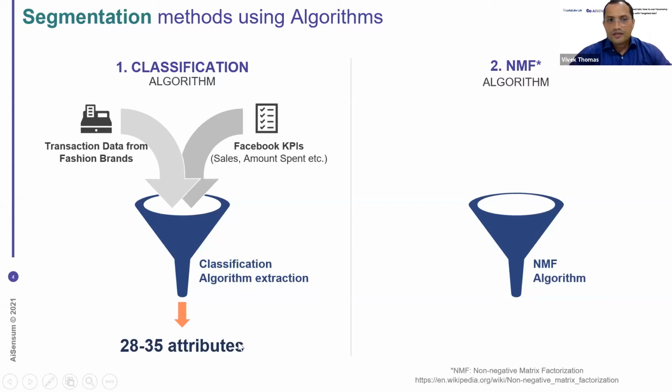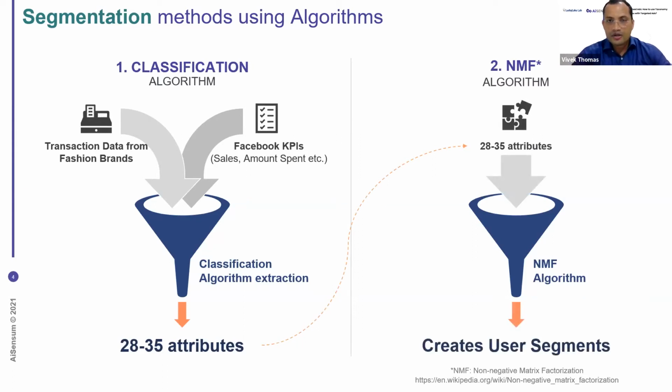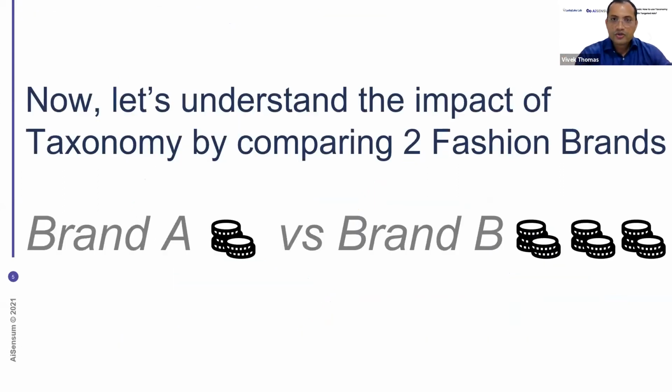Now, you can take all of these attributes and put them through a segmentation algorithm. The technique that I would like to share with you is something called NMF, which is non-negative matrix factorization. It's a very, very advanced machine learning technique, which takes your multi-dimensional information, all the dimensions that you provide to the algorithm, and it creates these user segments. Okay. Now, once you get these user segments, the next thing is to actually understand what happens in terms of these 2 brands.